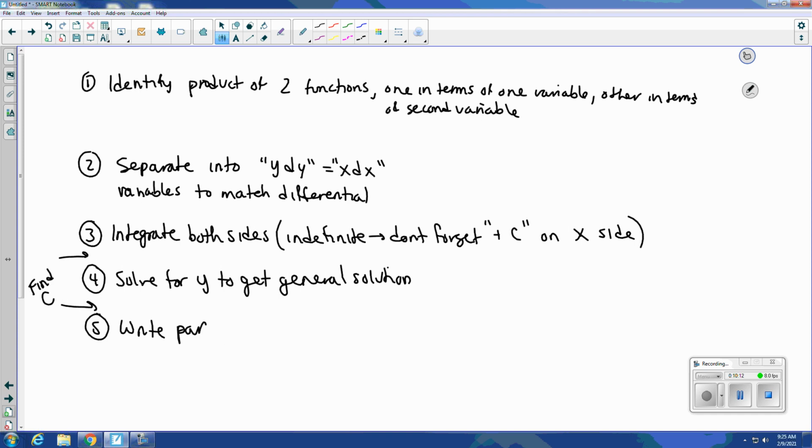So once we find c, we can get our particular solution using the initial condition and c value. Okay, so we can find c after the integration or after we've solved for y. It shouldn't matter as long as your algebra is correct. And then we can write our particular solution with that c value. How do we get that c value? We're going to use our initial condition. So there's the steps to solving separable differential equations with some examples.